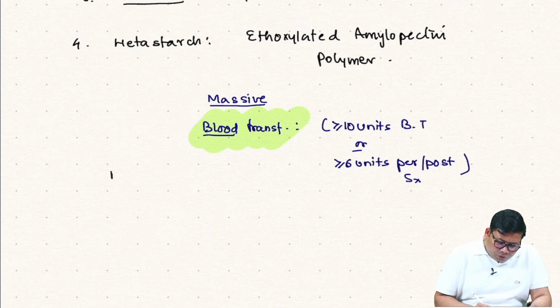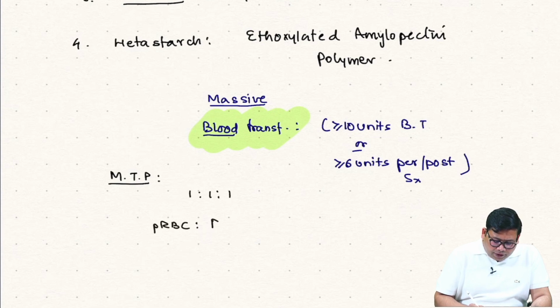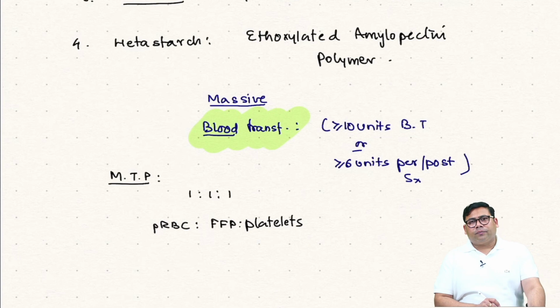Rather, we follow the MTP, massive transfusion protocol. And what is that? Give 1:1:1. So PRBC, then FFP, and then platelets. This is how you should be doing, and this is very important.